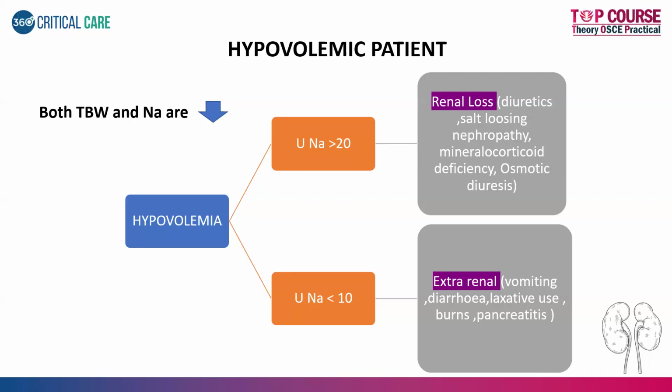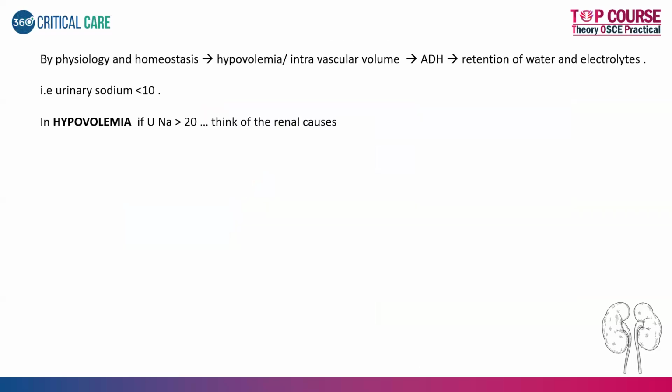If they are on these symptoms or medications, then these patients tend to have hypovolemia-induced hyponatremia. If the patient's urinary sodium value is less than 10, it is usually an extrarenal cause. That is because of vomiting, diarrhea, laxative use, or third spacing, as in cases of burns and pancreatitis.